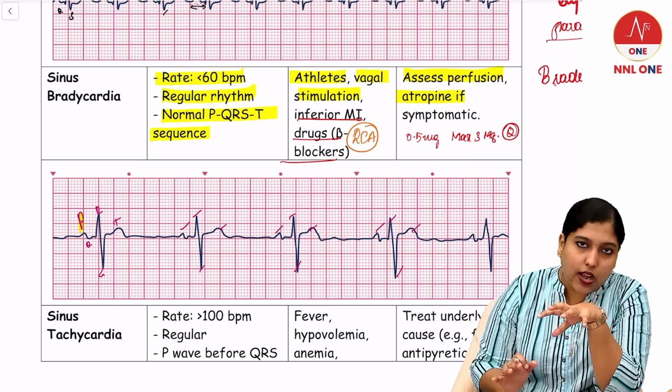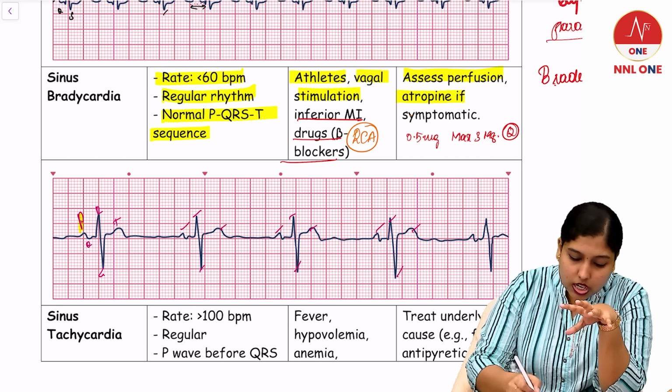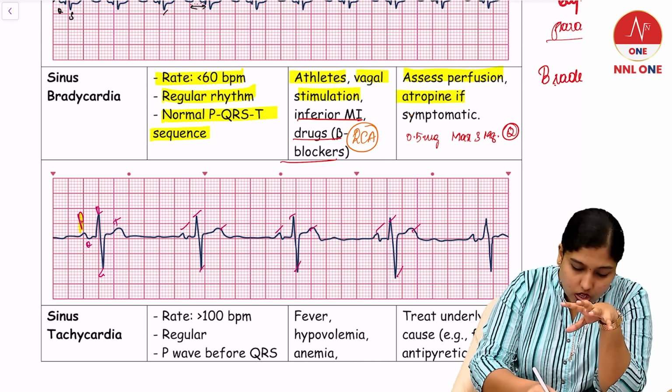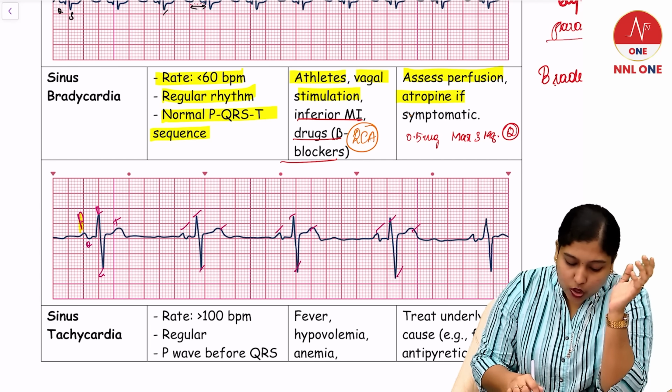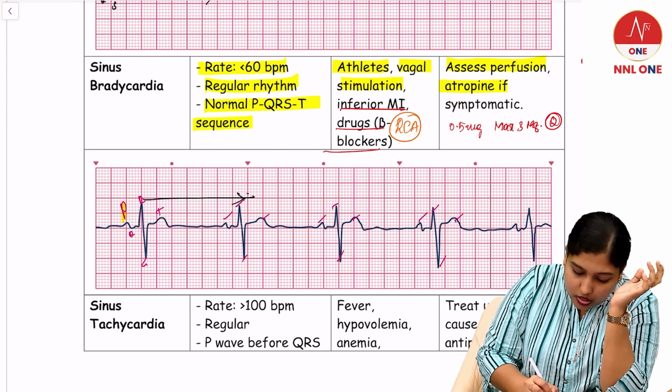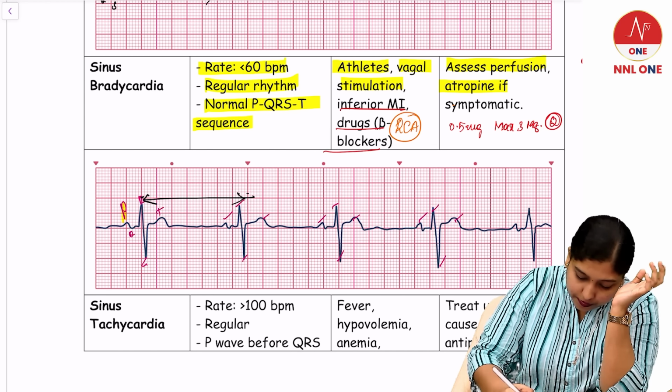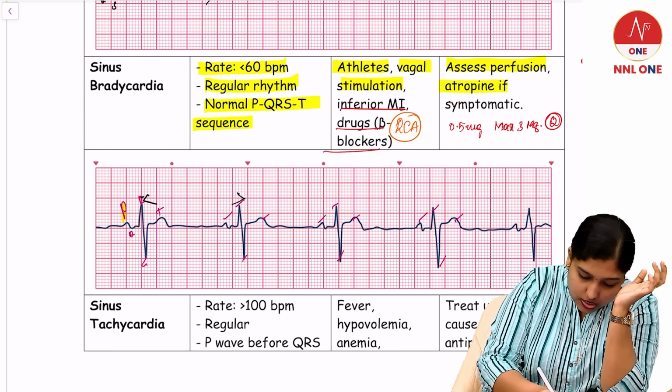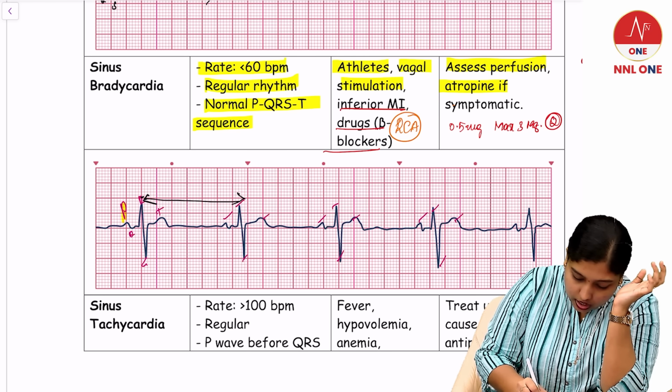So how will we calculate the heart rate? We will use the same method, the 300 technique. So what is the 300 technique? Now I am going to calculate the heart rate. This is the RR interval.